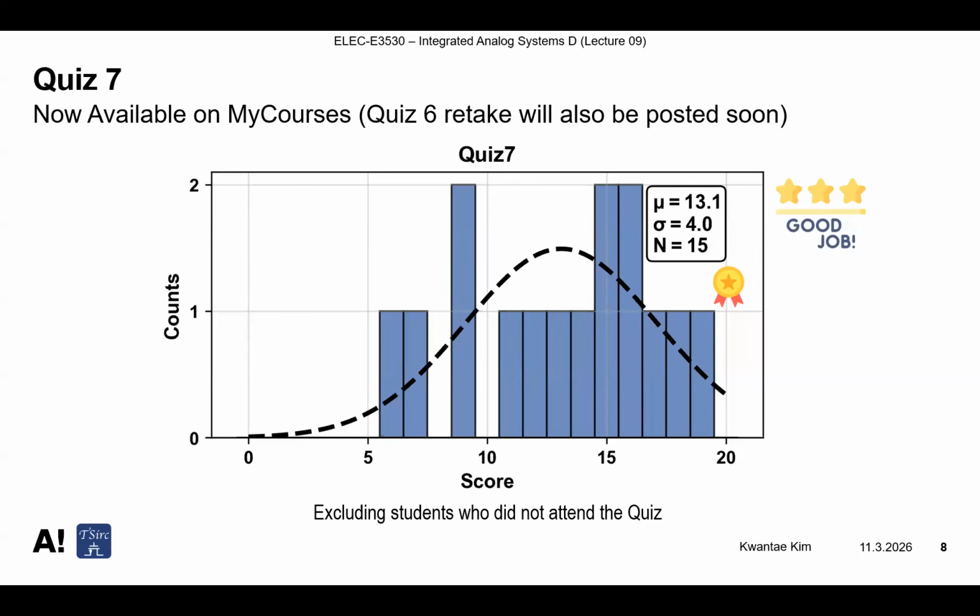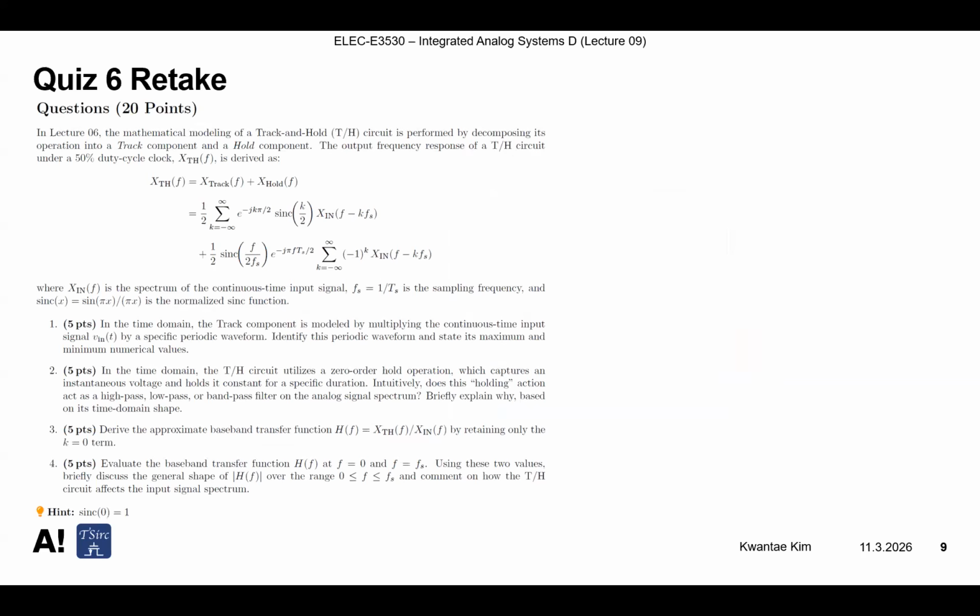And then let's go through the quiz 6 retake. In lecture 6, the mathematical modeling of a track and hold circuit is performed by decomposing its operation into a track component and a hold component. The output frequency response of a track and hold circuit under a 50% duty cycle clock, X_TH(f), is derived as this somewhat complicated mathematical expression, right?